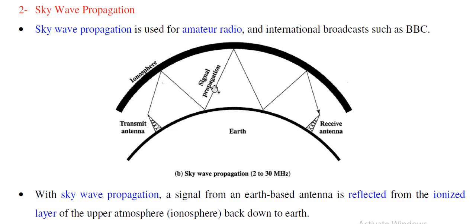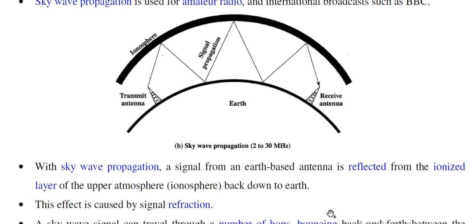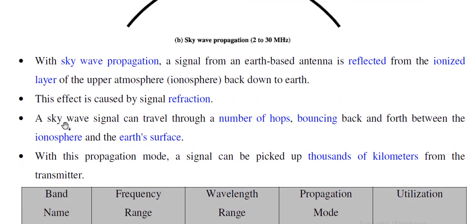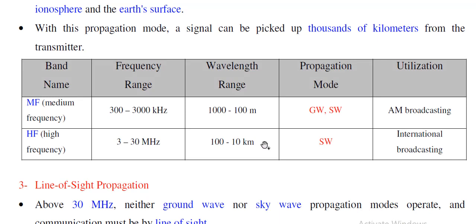So here is the reflection between Earth and the ionosphere until getting to the receiving antenna. So a skywave signal travels through a number of hops, bouncing back and forth between the ionosphere and the Earth. So here are the two bands. The shared band with the ground wave between 300 and 3000 kilohertz, and the high frequency band, which has frequencies between 3 and 30 megahertz.